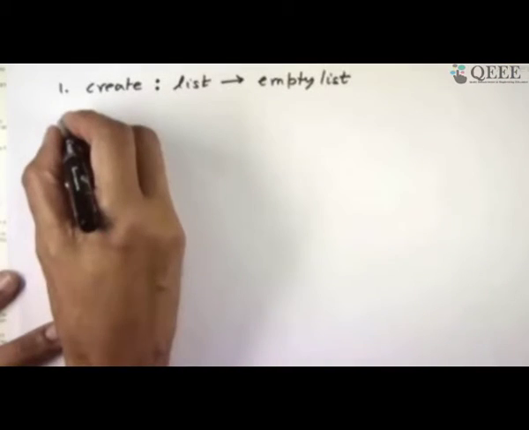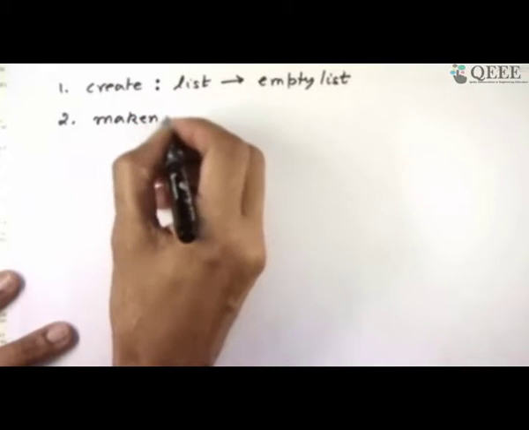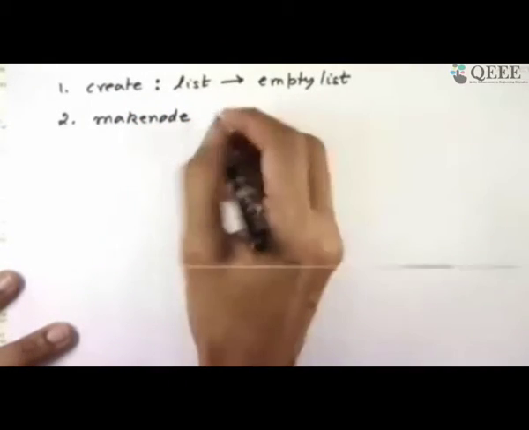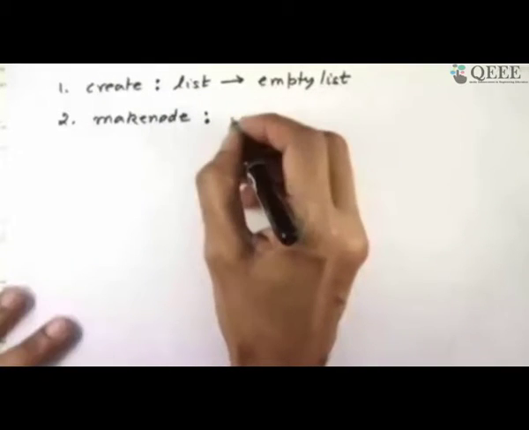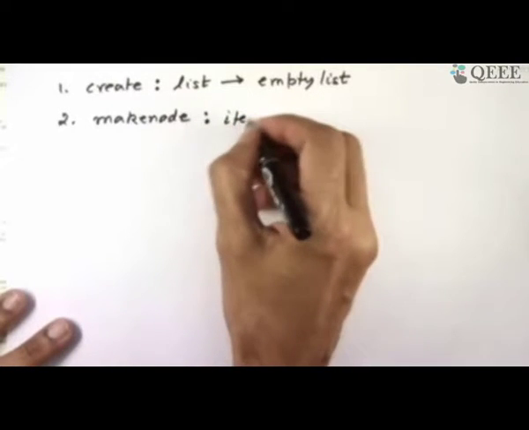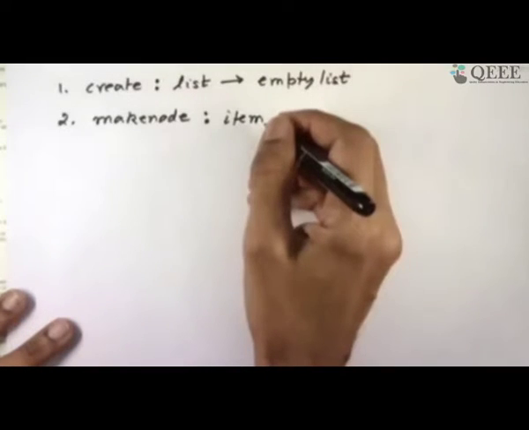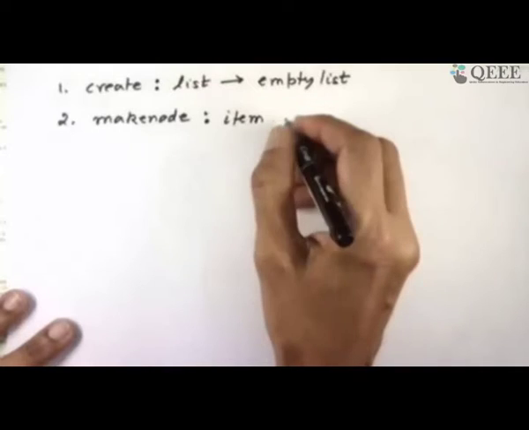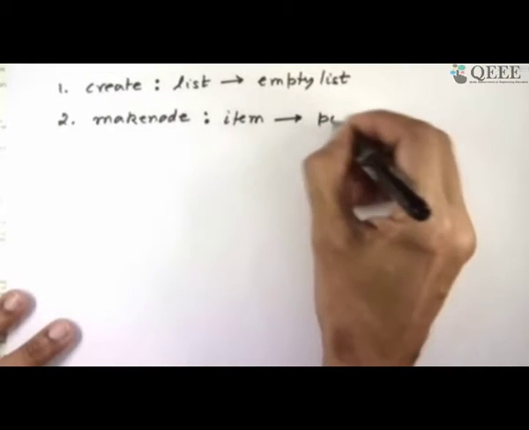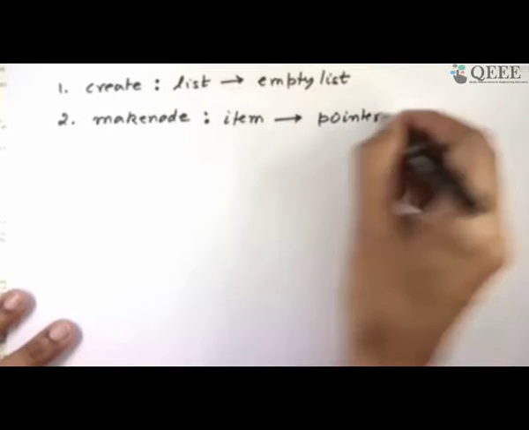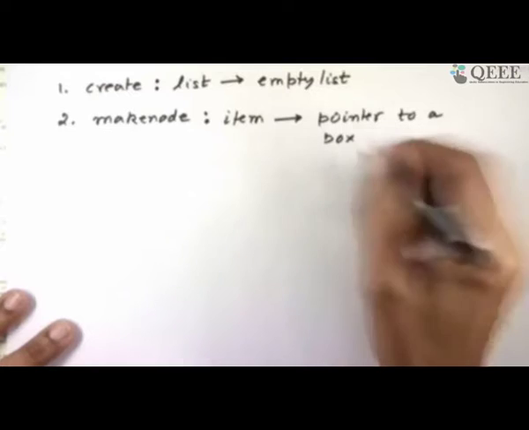The second one which I said is make node. So I'm trying to give some specification. What does make node do? Make node takes only an item or a value, whatever you call it. For the list we use the word item. So it takes an item and returns a pointer to a box which contains this item.